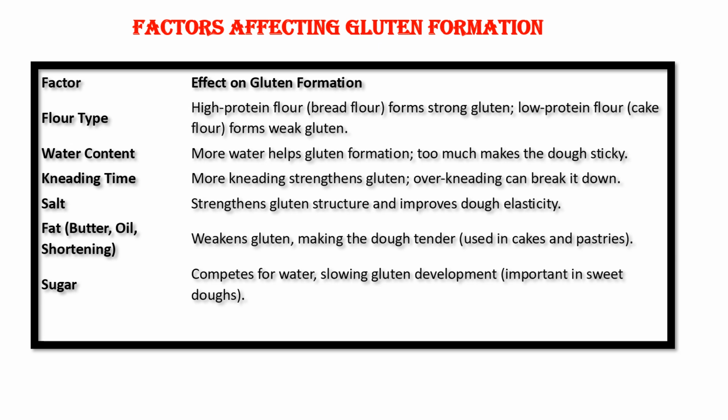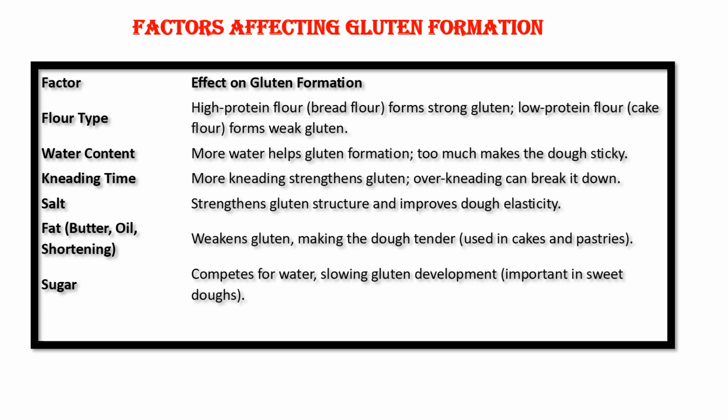And the last one is the factors affecting gluten formation. There are various factors that affect gluten. Some of the factors we are going to list are flour type, water content, kneading time, salt, fat, which can be butter, oil, or shortening, sugar, alkalinity, and pH. So let's go into the details of each. Gluten formation depends on several factors, and it also influences the strength, elasticity, and extensibility.